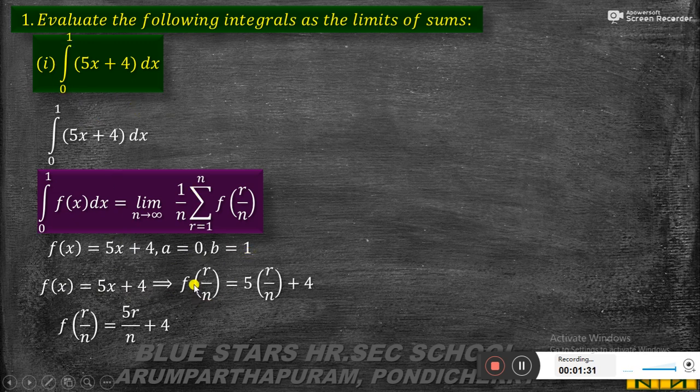Therefore f of x equal to 5x plus 4 means f of r by n. F of r by n means here 5 into r, that means x is r by n. So I substitute 5 into r by n plus 4. So f of r by n equals 5r by n plus 4.